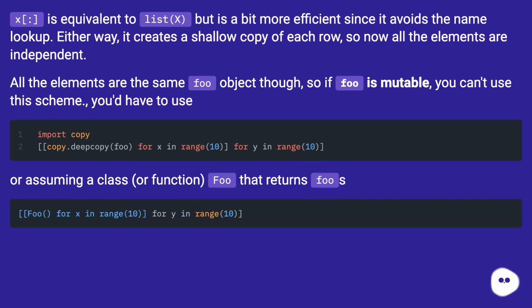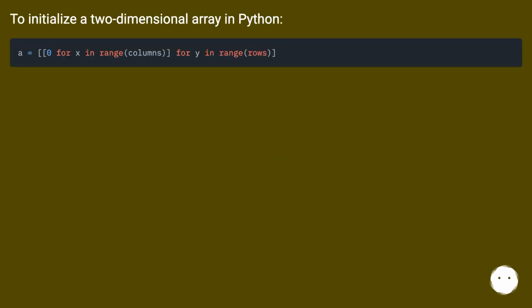All the elements are the same foo object though, so if foo is mutable, you can't use this scheme, you'd have to use, or assuming a class or function, foo that returns foos. To initialize a two-dimensional array in Python.